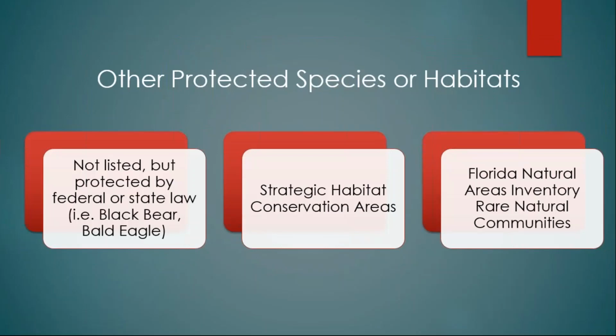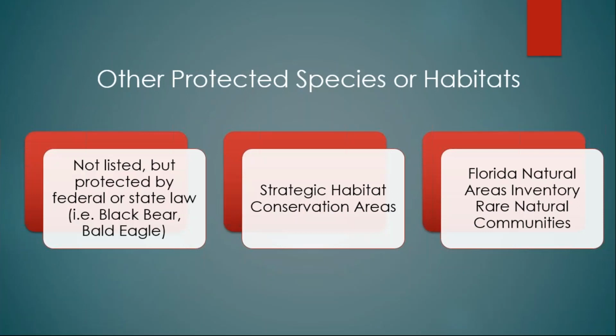For the species section, we also talk about other protected species and habitat. So species that are not on a federal or state species list, but are protected by federal or state law. For example, bald eagle is no longer listed, but is protected under the Bald and Golden Eagle Protection Act and the Migratory Bird Treaty Act.